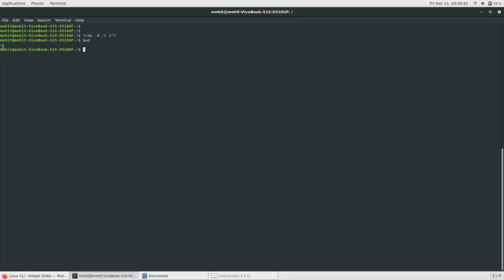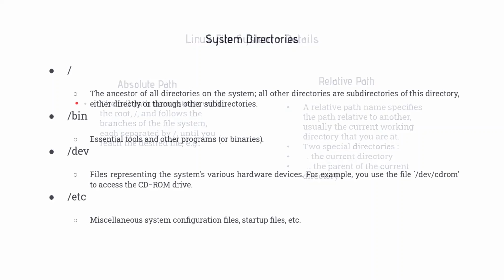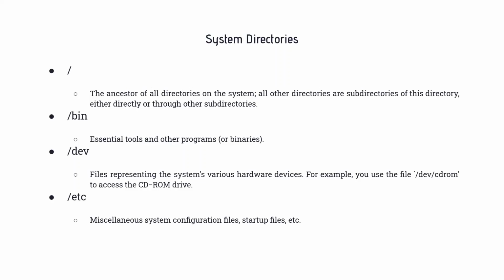I'm inside the root directory, and if I type tree -d, that is for directories, and -L to specify only level 1, it will not show me the subdirectories of the first-level directories. I will explain all these directories one by one in the slide. You can see we have system directories. Slash is the ancestor of all the directories on the system.